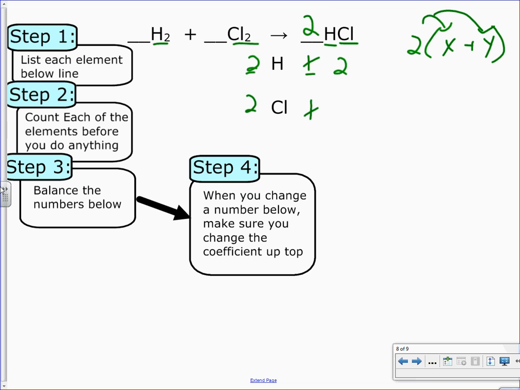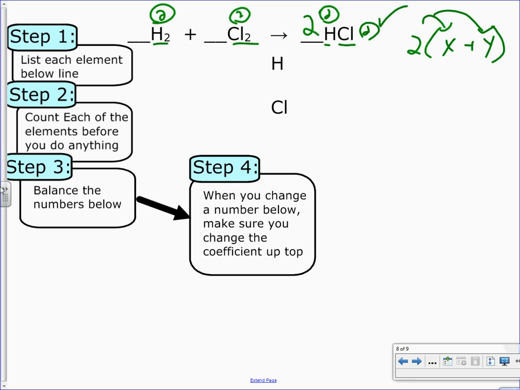So this 2 doesn't just affect the hydrogen, but it also affects the chlorine. So we have 2 hydrogens, 2 chlorines now. And the final "check yourself before you wreck yourself" step would involve you going back and looking at the numbers you have, and then doing a checkpoint at the end and saying, okay, I have 2 hydrogens on the left, and I have 2 hydrogens on the right. And check. Now I have 2 chlorines on the left, and I have 2 chlorines on the right, because it's 2 in front. And now that is balanced.